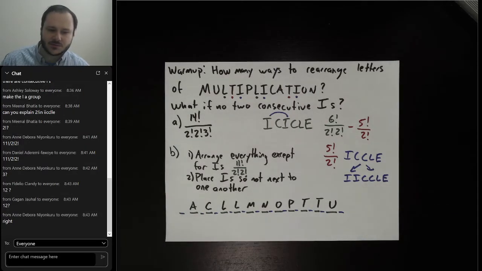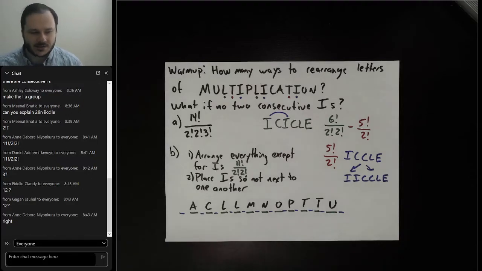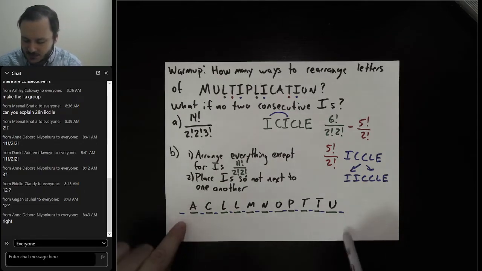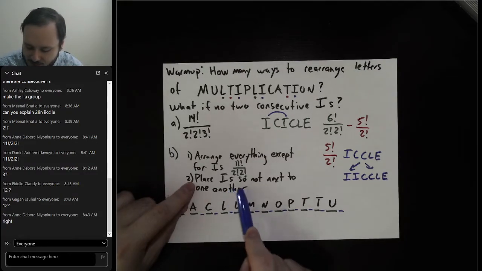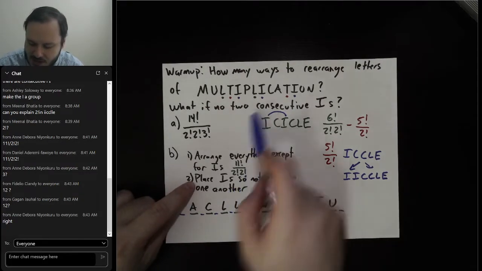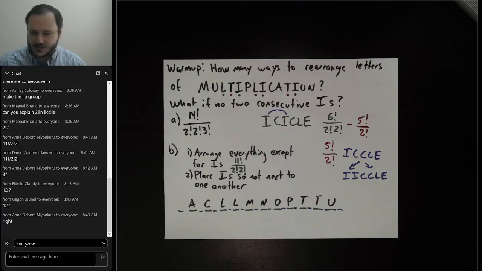Each of those 12 spots can hold 0 or 1 I's. Can't hold 2 because I'm not allowed to have 2 I's next to each other. But any one of those 12 slots, I can put an I there. So how many ways are there to plop down my 3 I's so that I don't have 2 next to each other?